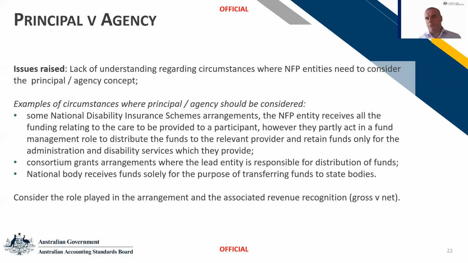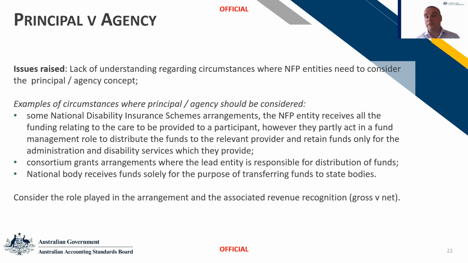Obviously, again, I will repeat it: if the transaction is scoped in 1058, 1058 is a residual standard, so it will be the other standards that should or could provide the answer to that question, as well as the conceptual framework, which does have a consideration around principal versus agent and control of the asset. However, AASB 15 does have guidance on principal versus agent assessment, and that's specifically in paragraphs 8 and 9. Let me check that.